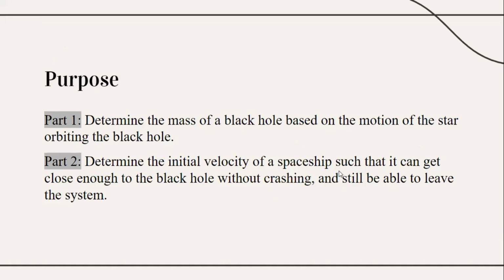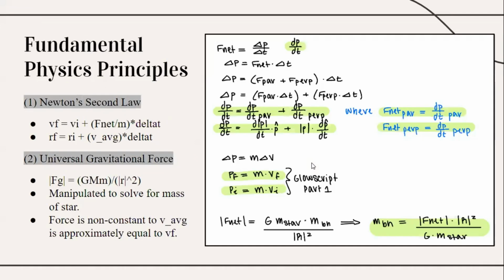Introduction. The purpose of part 1 was to determine the mass of a black hole based on the motion of a star orbiting the black hole. The purpose of part 2 was to determine the initial velocity of a spaceship such that it can be close enough to the black hole without crashing and still be able to leave the system.